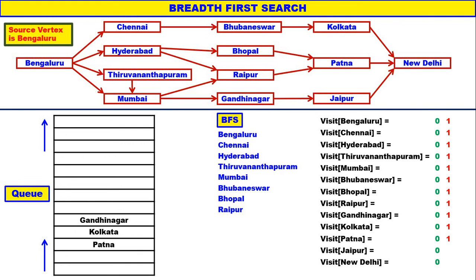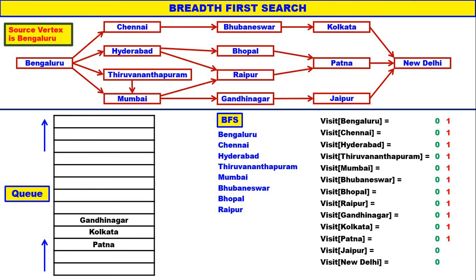Can we add Patna to the end of the queue? No, because visit of Patna is already 1, meaning Patna is already visited. We cannot add Patna again. That's all for Raipur. We cannot do anything. Come back to the queue. Is the queue empty? No, the queue is not empty.